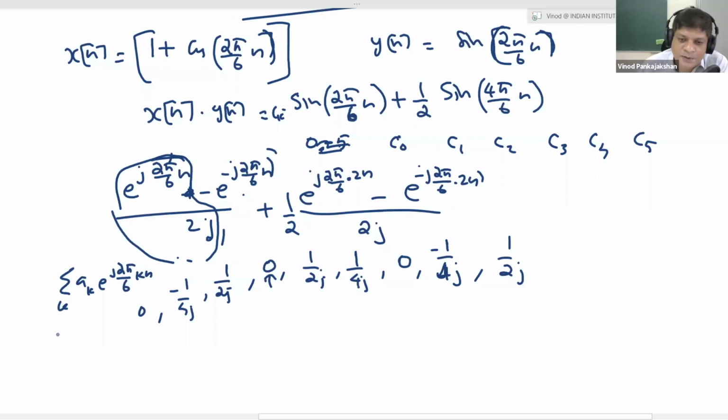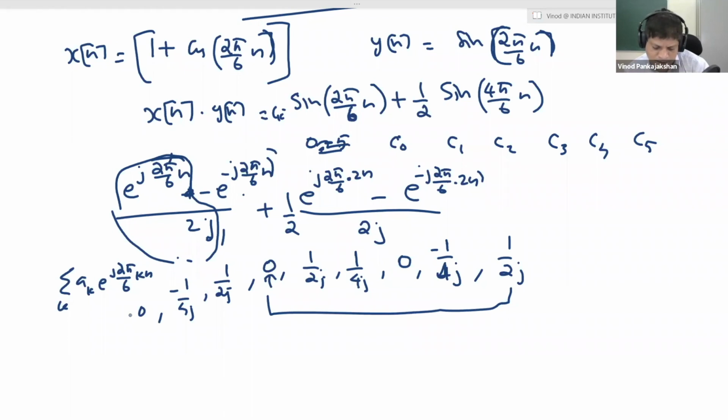It is periodic with period 6. We found it for the first 6 values here. So it is a shifted version here, n periodic. And that shifting is very important. It should be minus 1 by 2j, and this is minus 1 by 2j, and this is minus 1 by 2j. Okay, so that shifting is important. You need to consider that shifting when you do the periodic convolution.